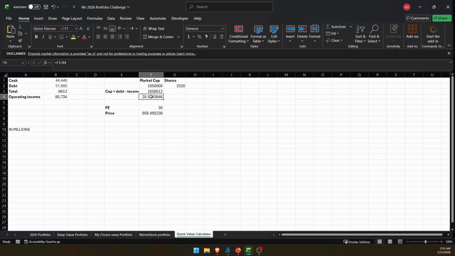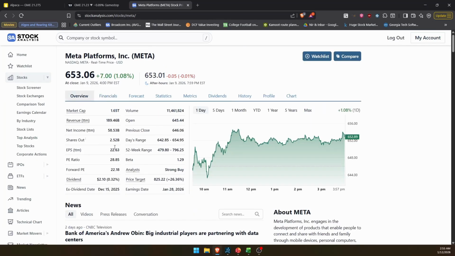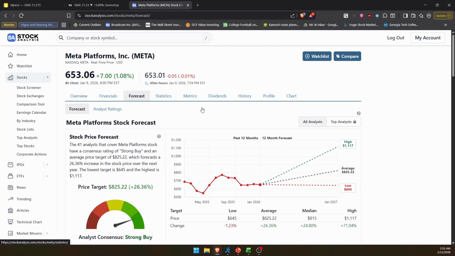Let's see where it is currently. So currently the core business is doing 20 PE. And the overall business is sitting at a 28.85 PE with a forward PE of 22.18. So yeah, I think a 30 is decent. And let's see what the forecasts say. As I said, I compared to Stock Analysis. My value has it almost exactly at the high, and my expected exit is between the average and the high. I do think it's going to reach the 950 this year.